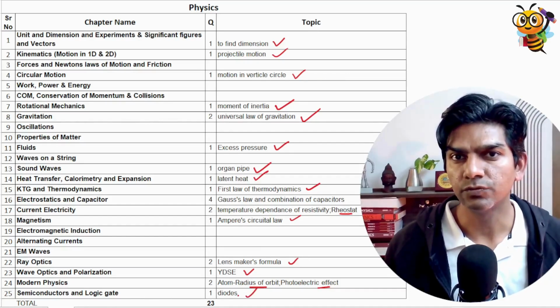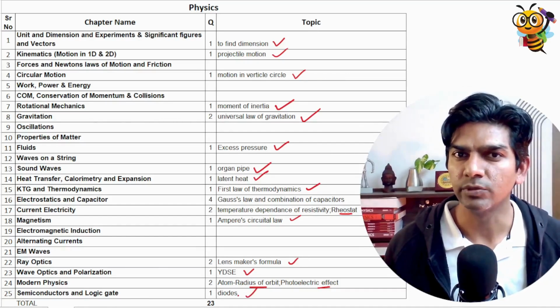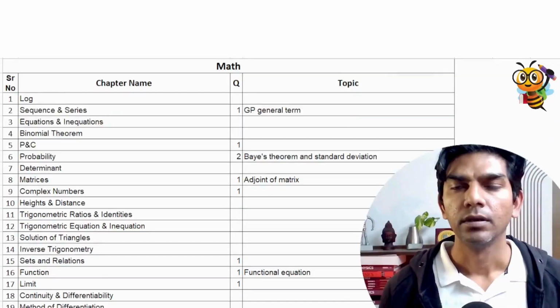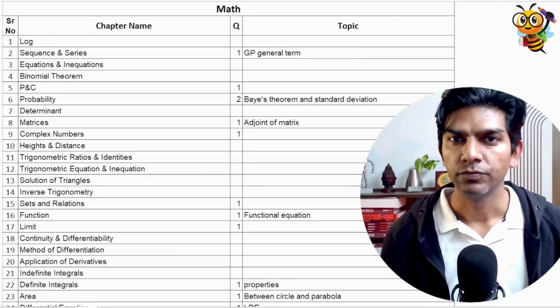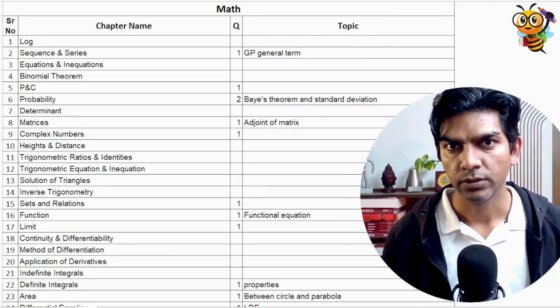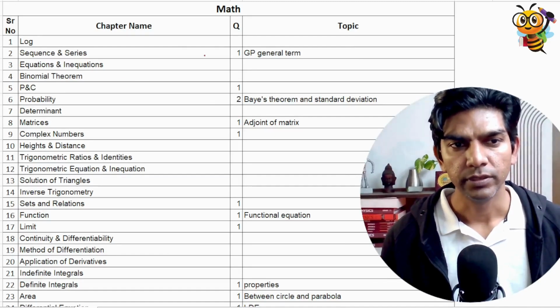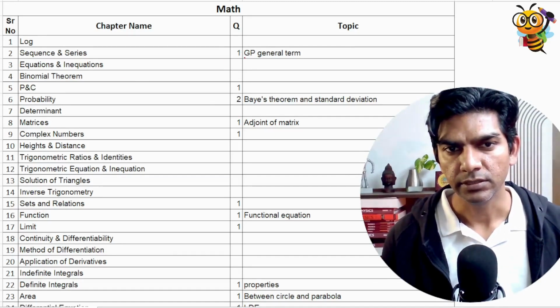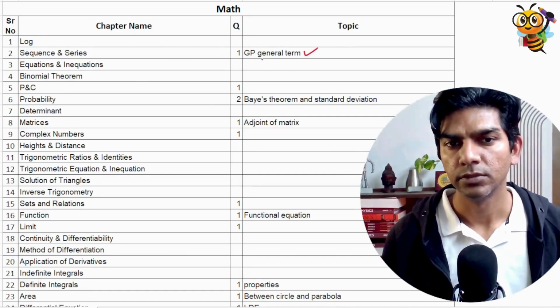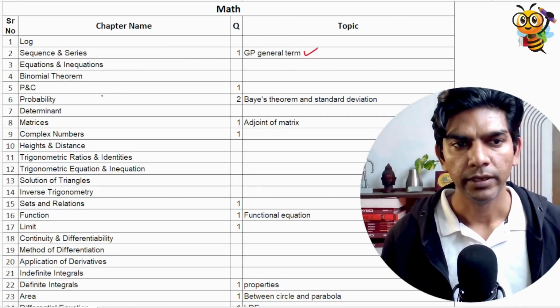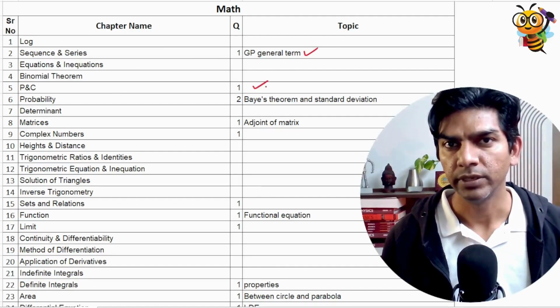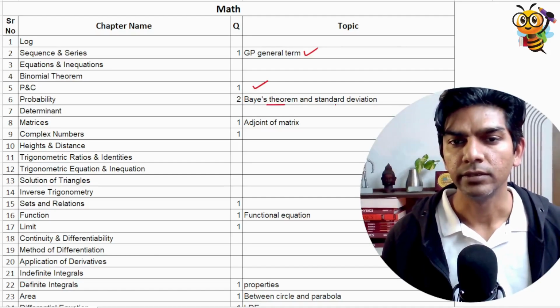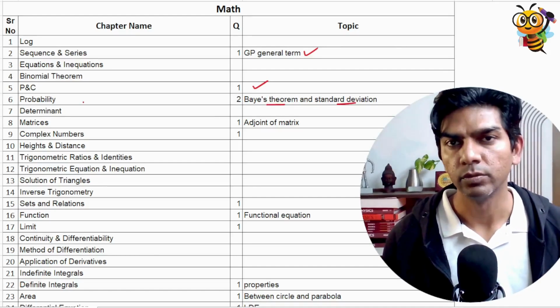Overall the difficulty is from easy to moderate, and it is more or less similar to last year's pattern. Now this is the data of 14 questions which I have received in mathematics. So there was a question in sequence and series, and it is from the general term of GP. And there was a question in PNC, and there were two questions. One is based on Bayes theorem and the other is based on standard deviation in probability.